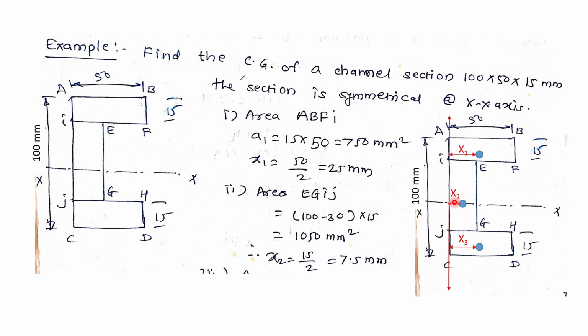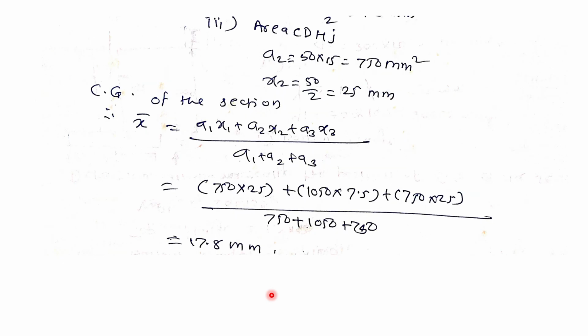So now, since it is symmetrical about the y axis, let us choose this vertical y axis as the axis of symmetry, and calculate the area for parts 1, 2 and 3. Here we get the area for part 1 and the value of x1 from this reference axis. Similarly, for the second part, the area and the distance x2 from this reference axis. Similarly, for part 3, we have the area a3 and x3.